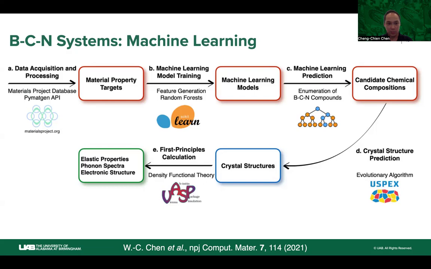So first of all, this is the 2021 paper published from my group in npj Computational Materials, where we apply this workflow we just discussed to discover a new superhard ternary BCN system.